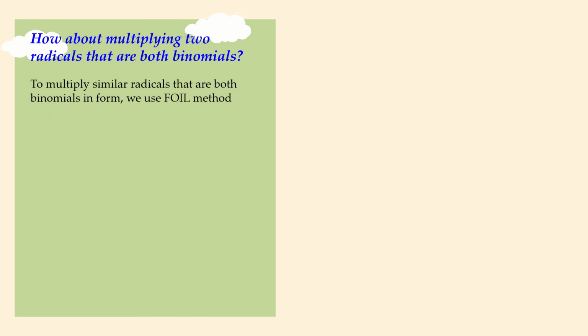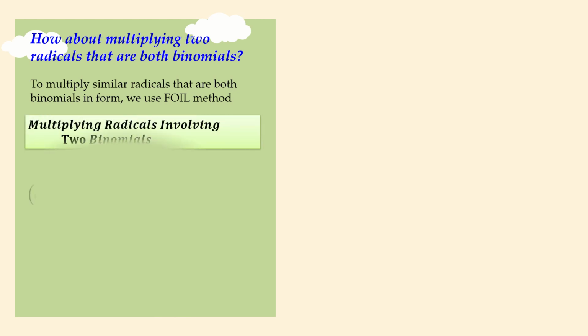How about multiplying two radicals that are both binomials? To multiply radicals that are both binomials in form, we use the FOIL method. Ganina, DPMA, doon sa mag-multiply ito ang duha binomials, magkapit nga kag DPMA, no? Pero the main method used is the FOIL method: first term, outer, inner, last. With multiplying radicals involving two binomials, this is the representation.